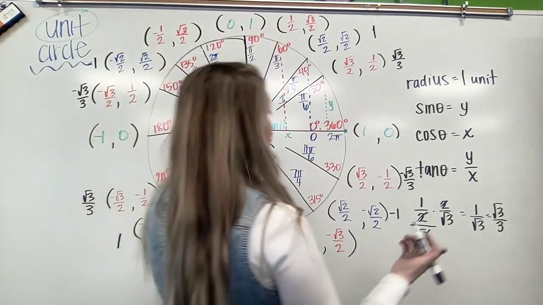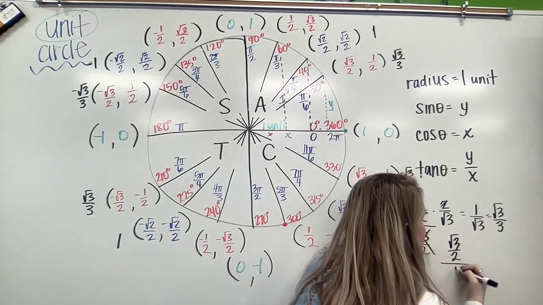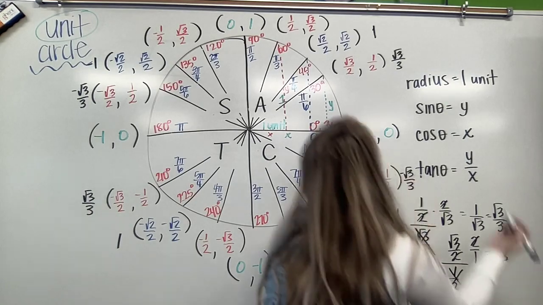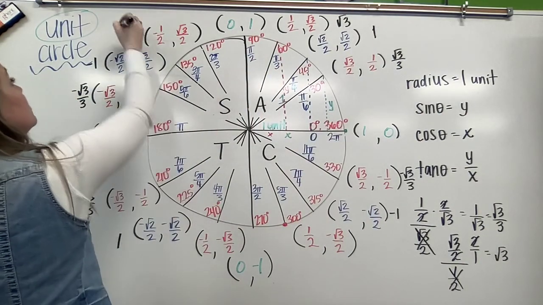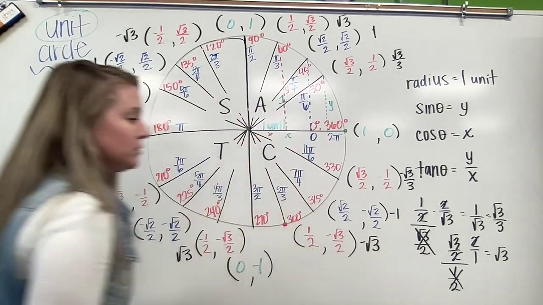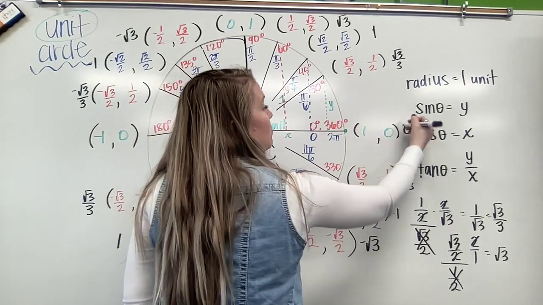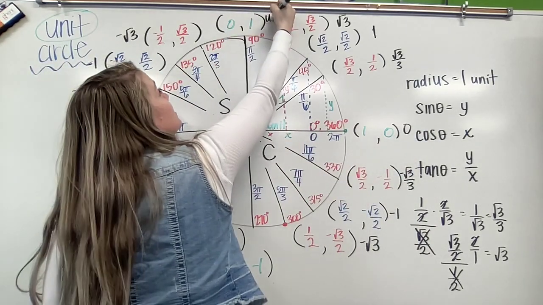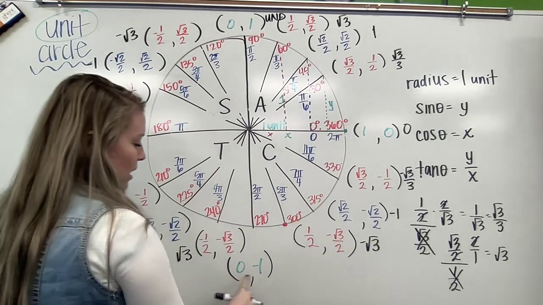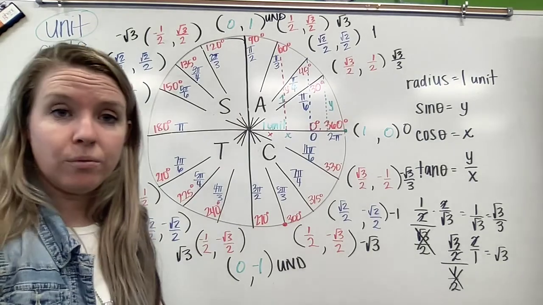Okay, and our 60 degrees, I'm going to take, can you see this? Yep. Root 3 over 2 divided by 1/2, multiply by the reciprocal, and I get root 3. So this is negative root 3, positive root 3, negative root 3. Okay, and here, 0 divided by 1, that is 0. 1 divided by 0, that is undefined. 0 divided by 1 is 0. And negative 1 divided by 0 is undefined. So now we know all of our trig ratios.